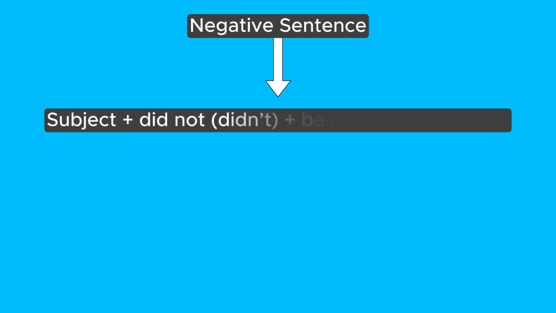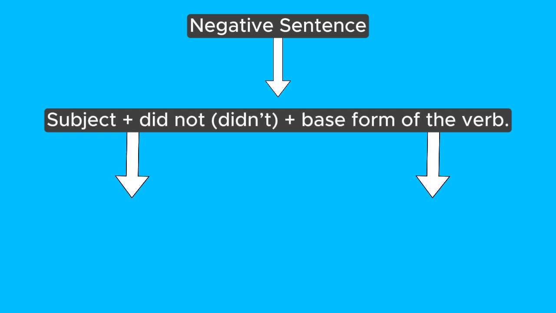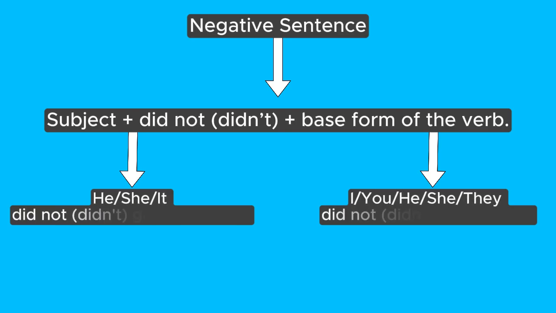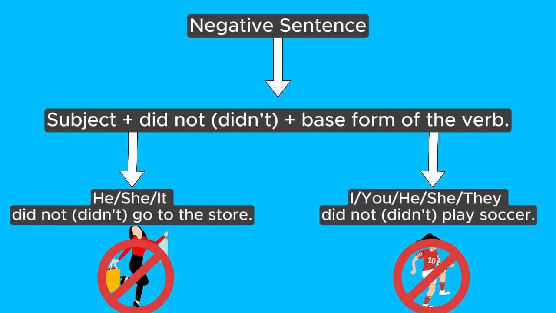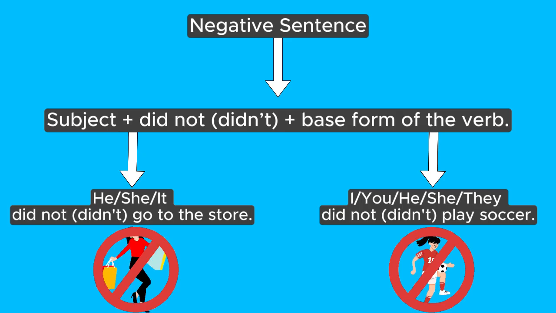Negative sentence. Subject plus did not, didn't, plus base form of the verb. I, you, he, she, or they did not, didn't, play soccer. He, she, or it did not, didn't, go to the store.